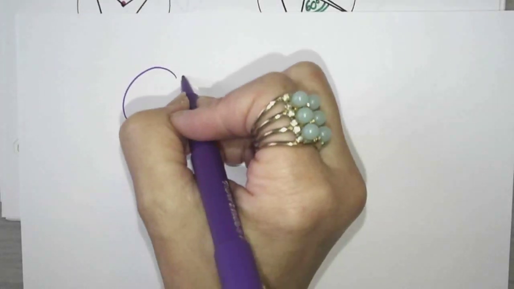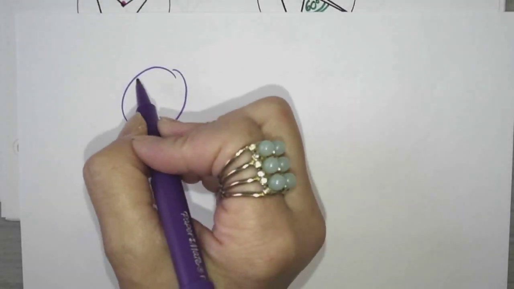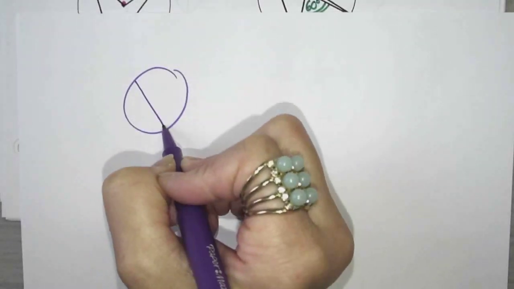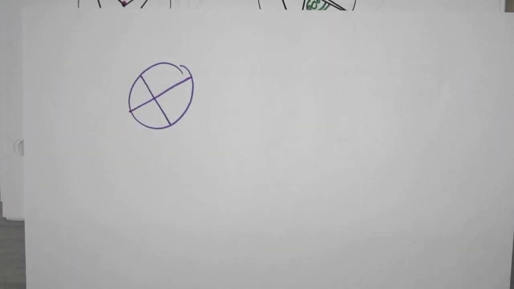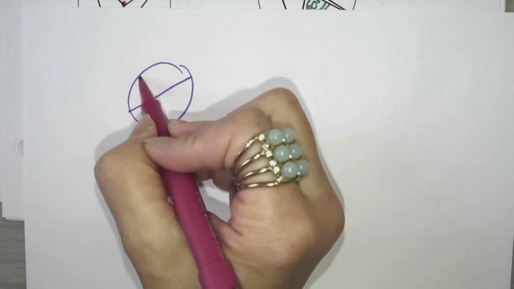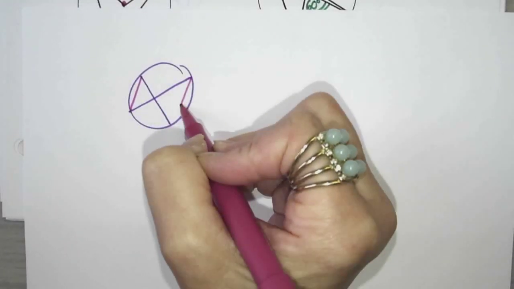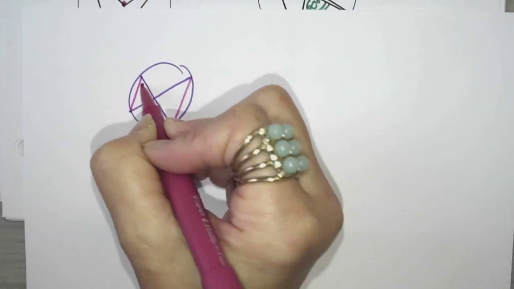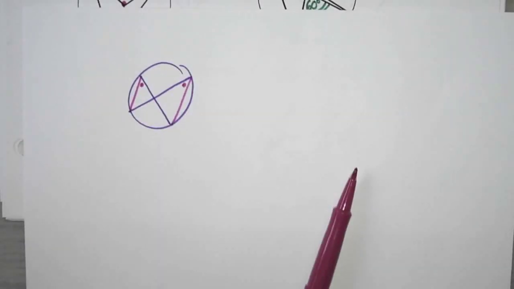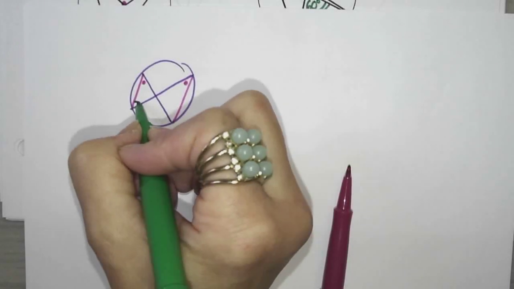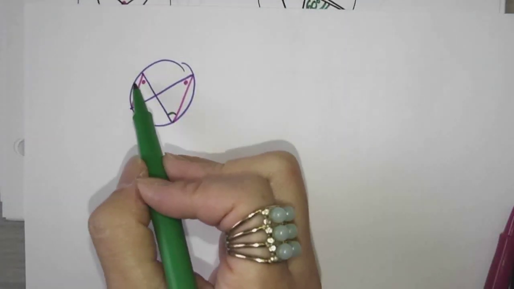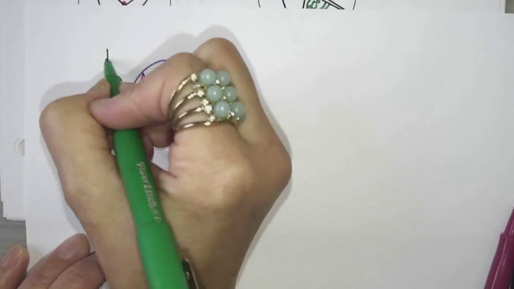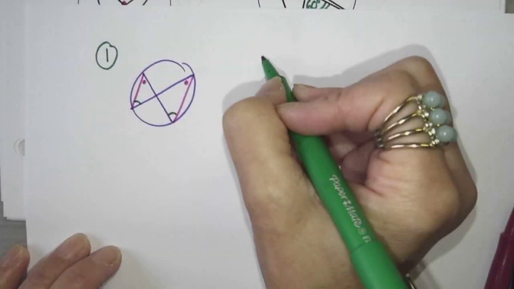So if we have a circle, if we do a crisscross, so anywhere in the circle, not necessarily through the center, if we do a crisscross and we make lines here, this angle equals this angle, okay? And this angle equals this angle. That was the first rule that we did. So that's one rule. So 4 rules. I'm going to say rule number 1.